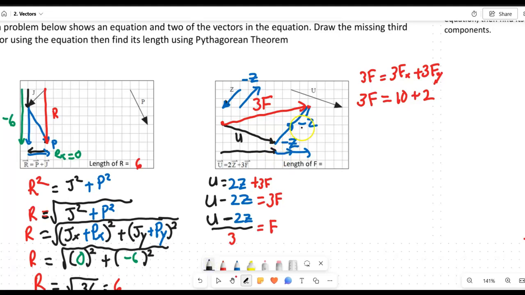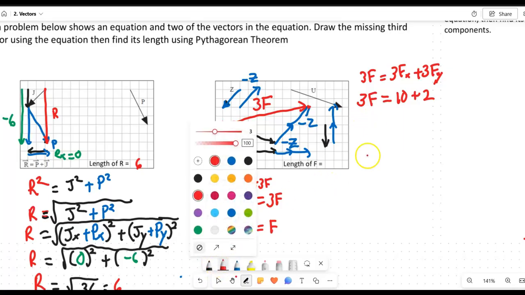Similarly, if we take the components in the y direction, well, positive u goes down 2, negative z goes up 2, and then we have another negative z, which is up 2. So the overall resultant vector starts here, goes down 2, up 2, and then up 2, which is just the y component of that 3f vector. Okay? Now, I'm sure there's a lot of ways to do this, but what I'm going to do, since I have this, is to find its length.